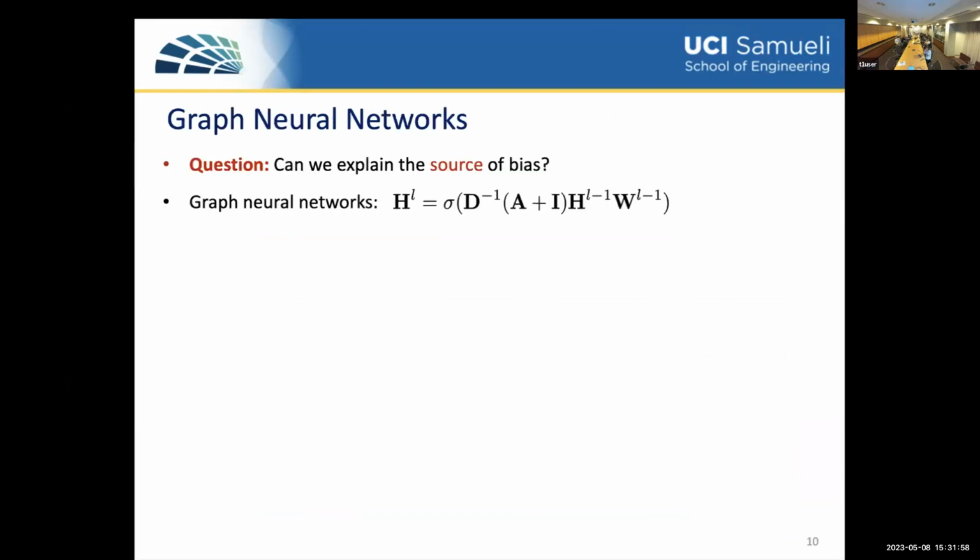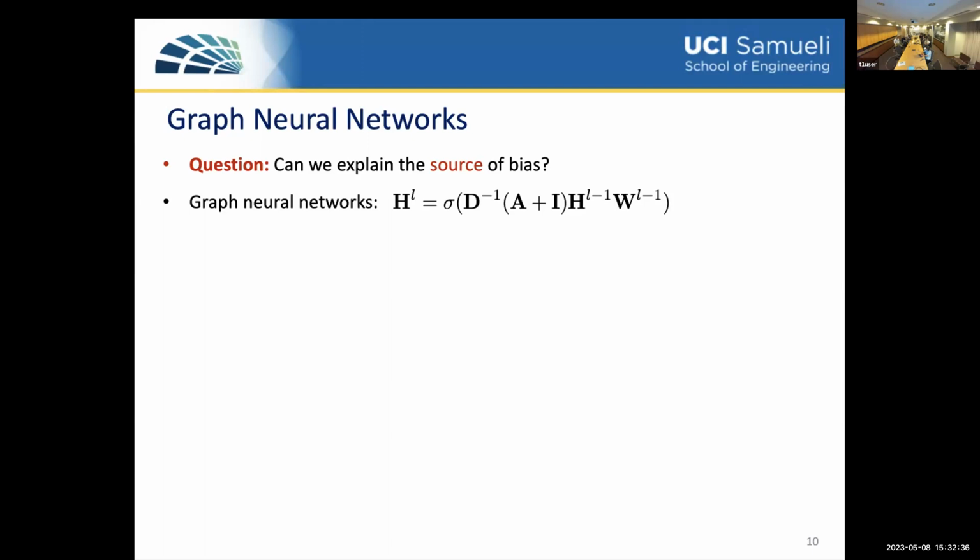However, I just provided an intuitive argument, and I should keep my promise to explain the source of bias, to demystify it. So the question now is, can we explain the source of bias? Even though this intuitive design provides promising results, we want to look deeper into the reason that there is a bias, because we know that the sensitive attributes are not directly used in the training, right?